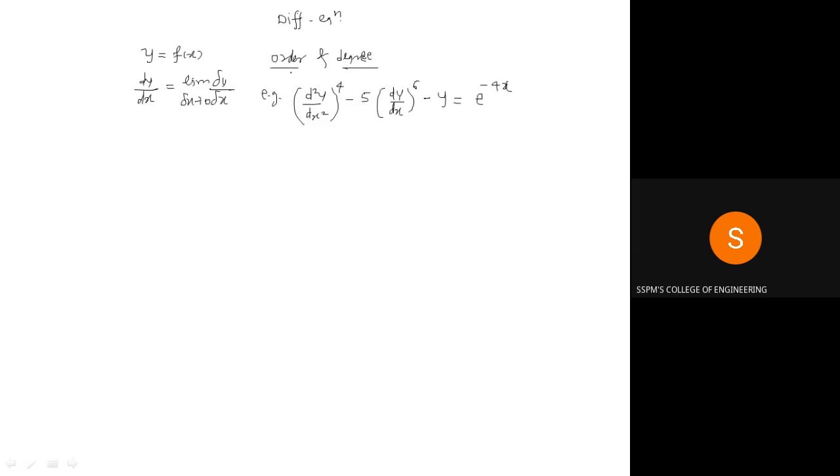First of all we need to know the order, and how you get that order. Order is nothing but the order of the highest derivative. So which is the highest derivative term in this differential?